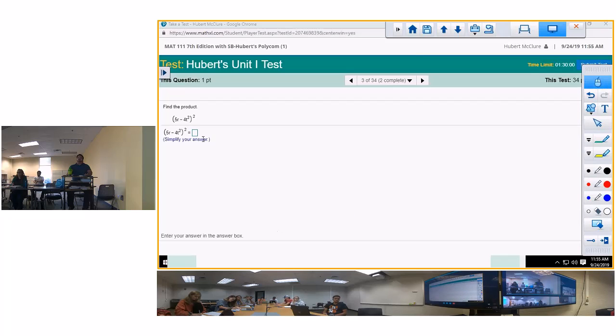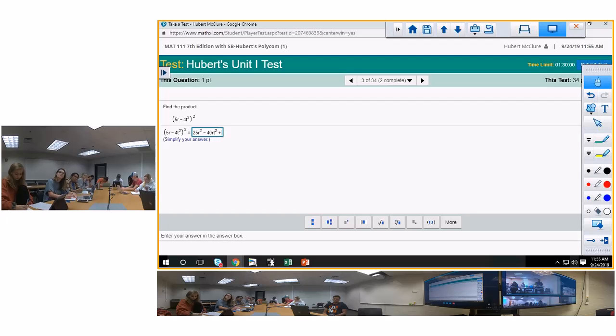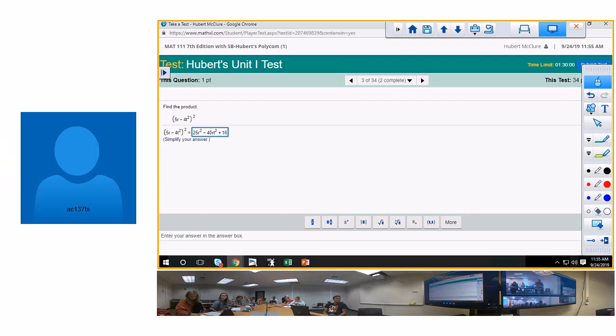So I'm going to go ahead and put it in. 25 r squared minus, that's going to be what? 40 r t squared plus 16 t to the what? T to the 4th. And that's shortcut number 2.